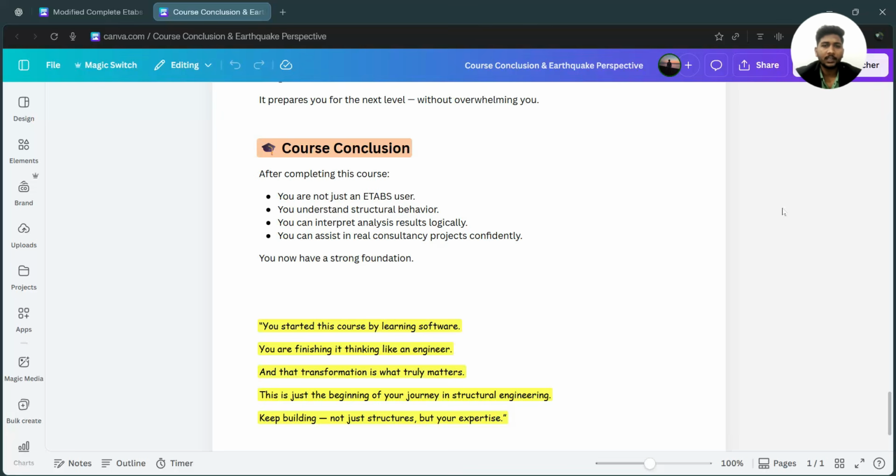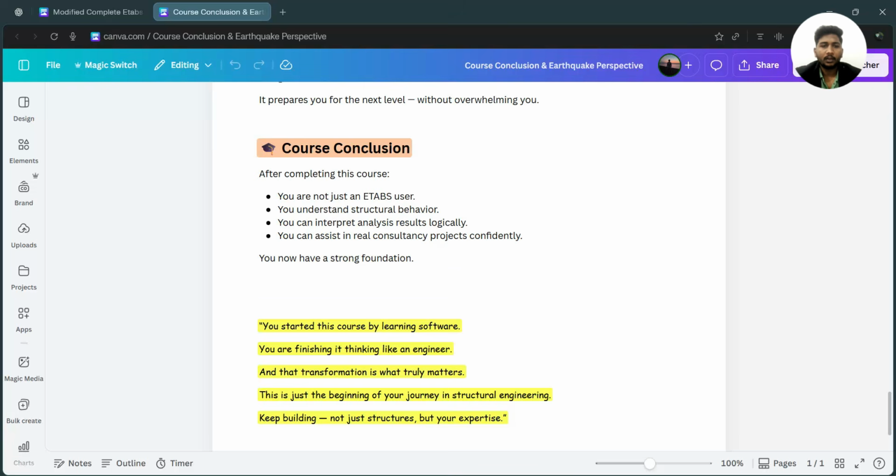At the design stage, many times our building fails, as members like the beams and columns fail when we do the design at the start. Then we change the dimensions, sections, and the grade of concrete, and we have seen all these things completely in our 6 models. Now you can interpret the analysis results logically, and based on your knowledge, you can assist in a real consultancy project confidently.